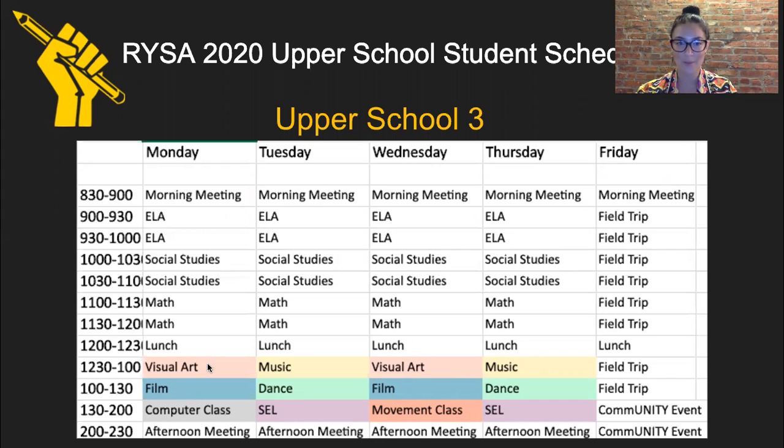12:30 to 1, Monday and Wednesday is visual arts. Tuesday and Thursday is music. 1 to 1:30, Monday and Wednesday is film. Tuesday and Thursday is dance. 1:30 to 2, Monday is computer class. Tuesday and Thursday is SEL. And Wednesday is movement class. And they finish their day from 2 to 2:30 with an afternoon meeting.